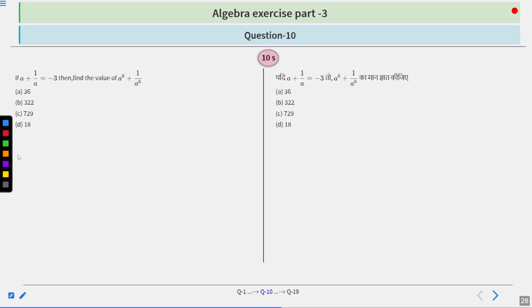Next, if a plus 1 upon a is equal to minus 3, then find the value of a to power 6 plus 1 upon a to power 6. And options are option A, 36, option B, 322, option C, 729, and option D, 18. These are the options. And I'm giving you 10 seconds to find which one of them is correct. After that, I will do the solution for you.